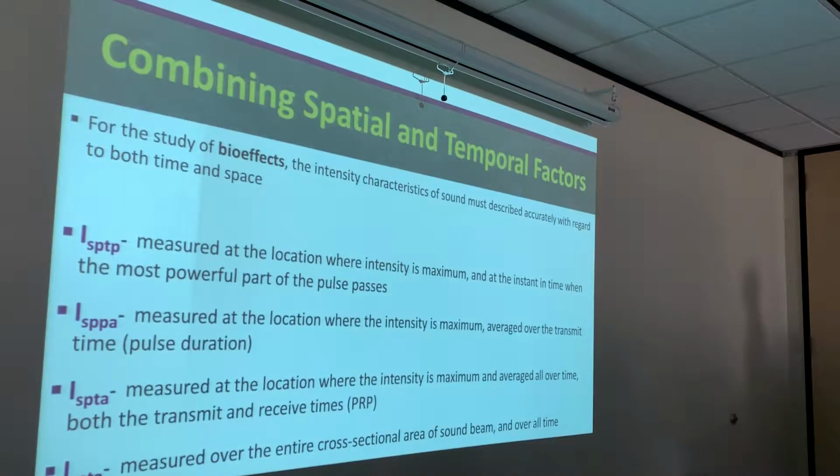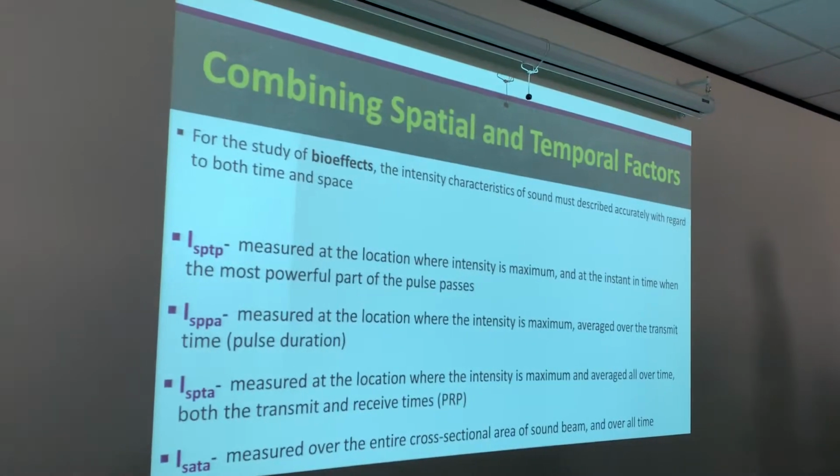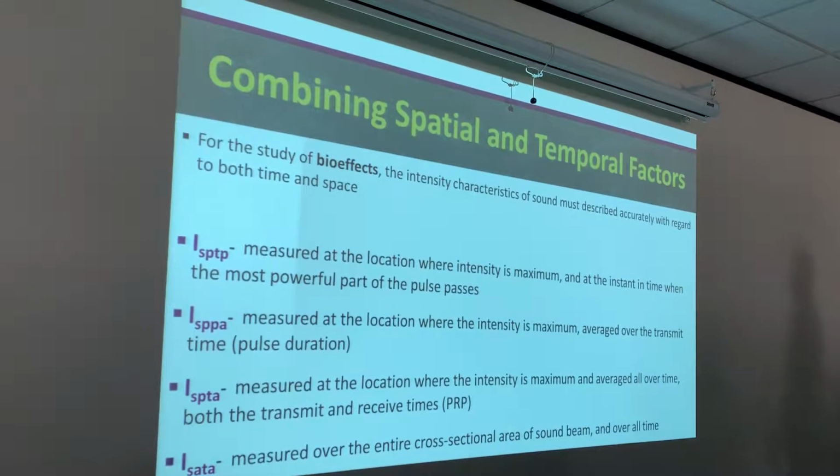And remember, this is all for the study of bioeffects. The intensity characteristics of sound must be described accurately with regard to time and space. So, when they combine, these are usually the four measurements used to describe the intensity of sound. There's more combinations of these, but these are the four most common. And if you know what these initials are, and you know what they stand for, you can figure out what that's saying.